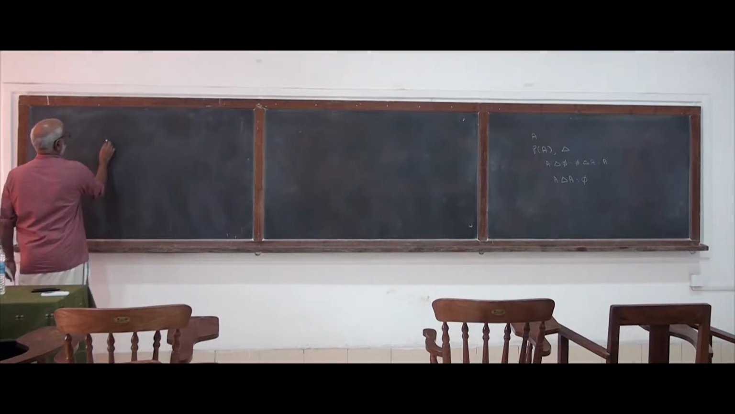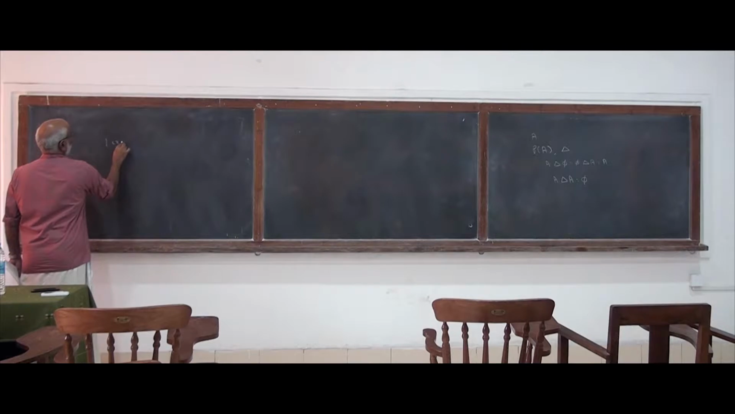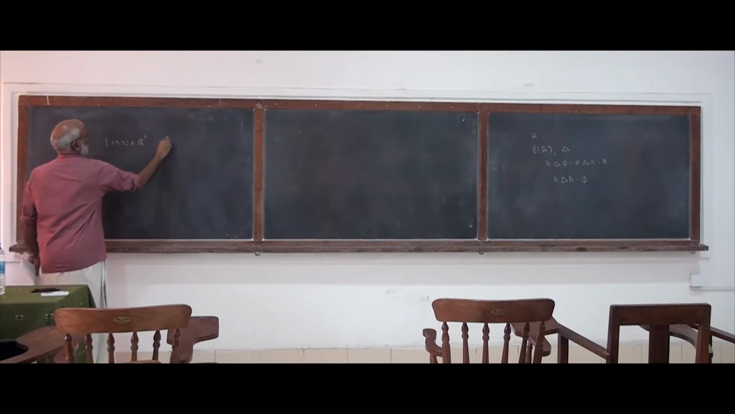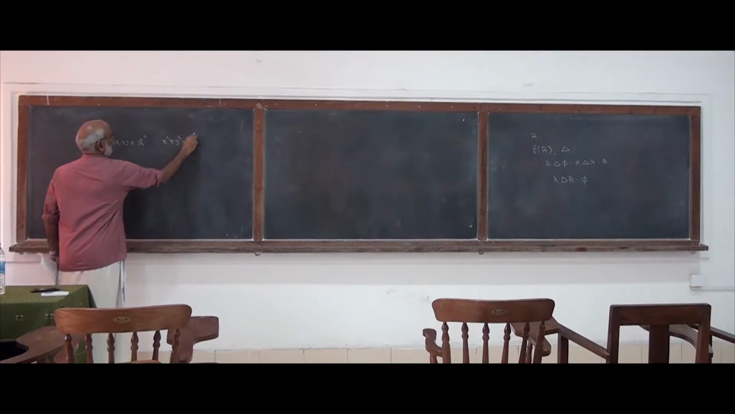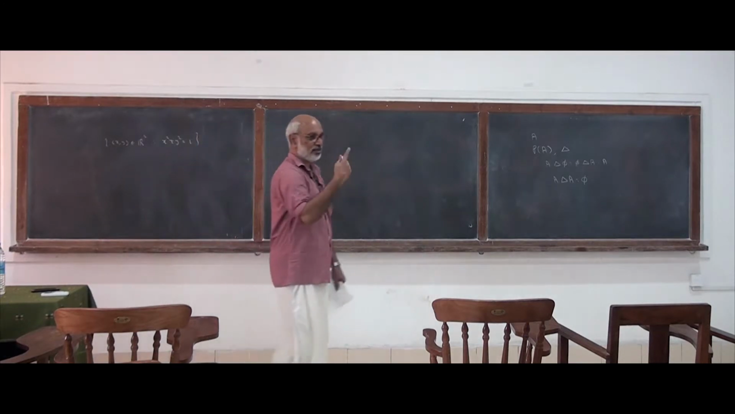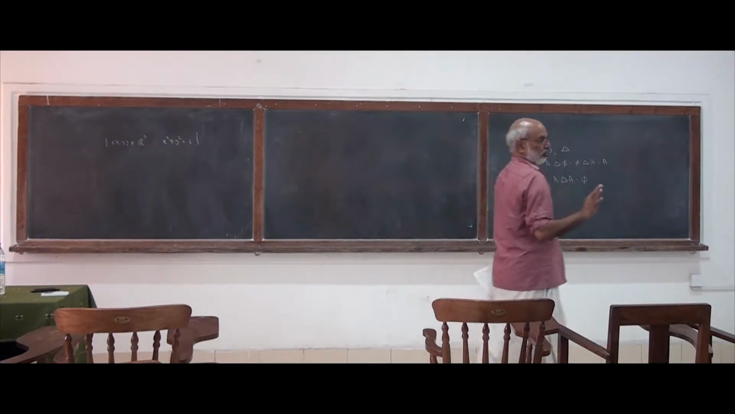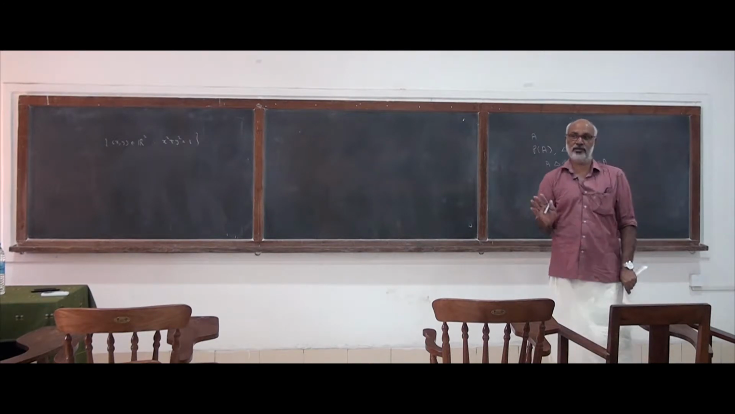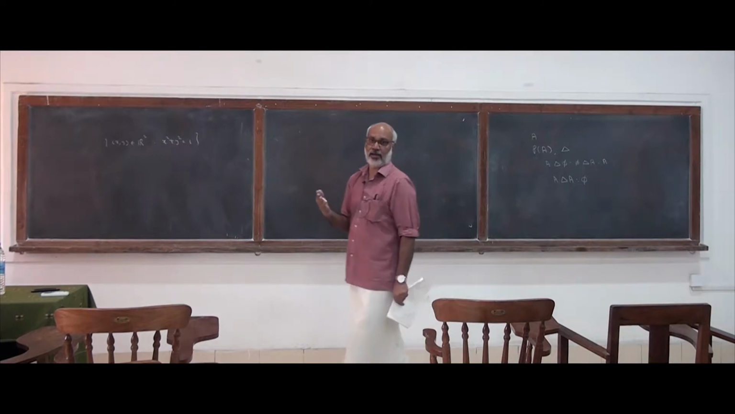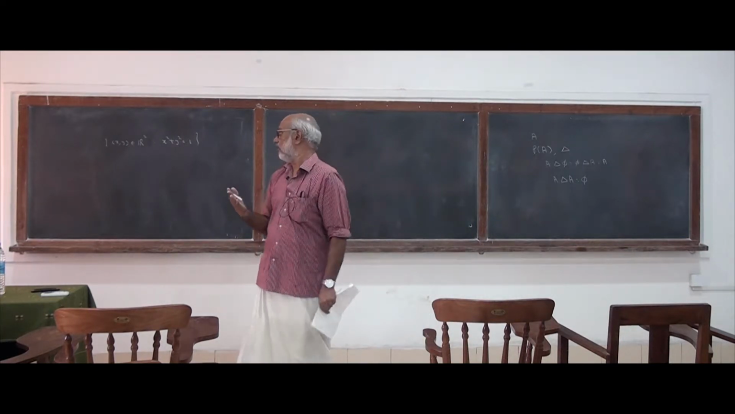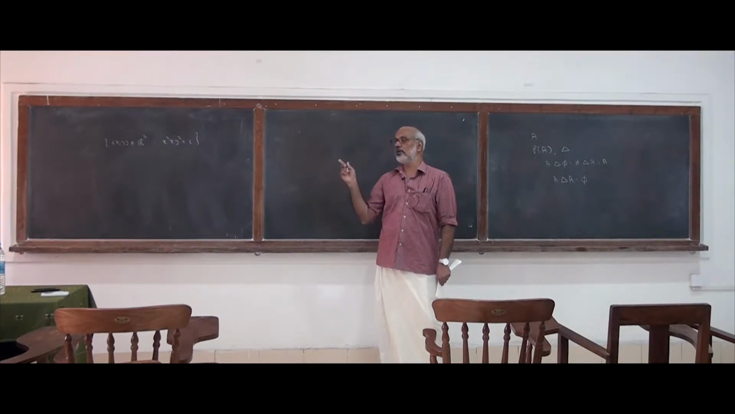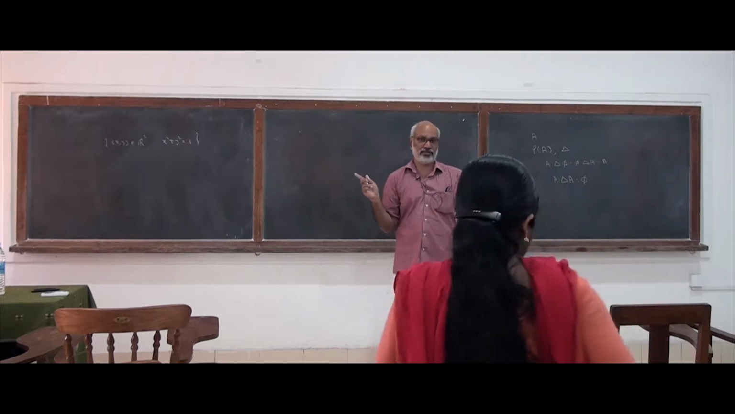The unit circle can be represented, as I told you, as the set of all ordered pairs xy such that x square plus y square is equal to 1. This is a unit circle. A circle is actually a set of points, and all the points can be represented as an ordered pair xy of real numbers, and the points are precisely the points satisfying x square plus y square is equal to 1.